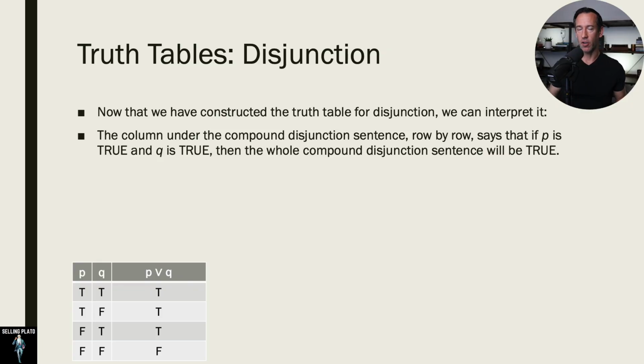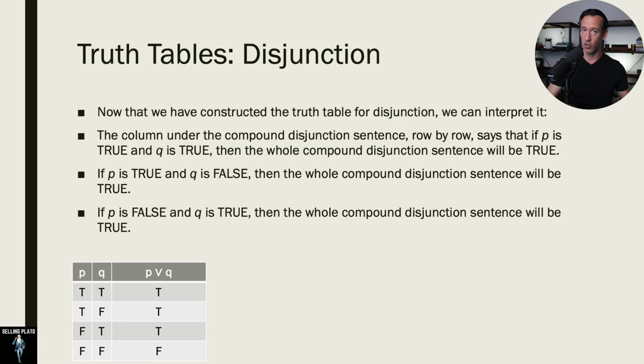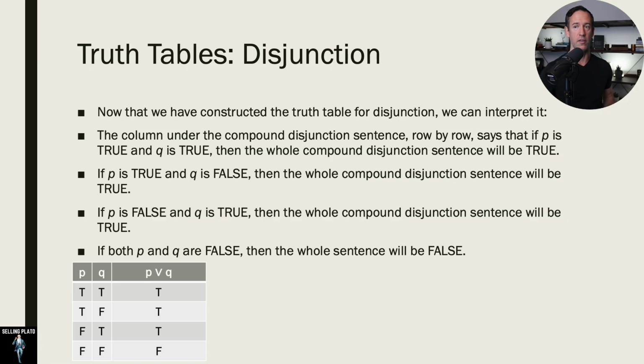It should be familiar by now. The column under the compound disjunction sentence, row by row, says that if P is true, reading from all the way to the left to the right, if P is true and Q is true, then the whole compound disjunction sentence is going to be true. You know that from the meaning of disjunction. If P is true and then Q is false, then again, the whole compound sentence is going to be true. All right, there you see it represented in the second row. So if P is false and Q is true, again, we have one atomic statement that's true. It's all we need for the whole compound sentence to be true. Then the whole compound disjunction sentence is going to be true in that third row.